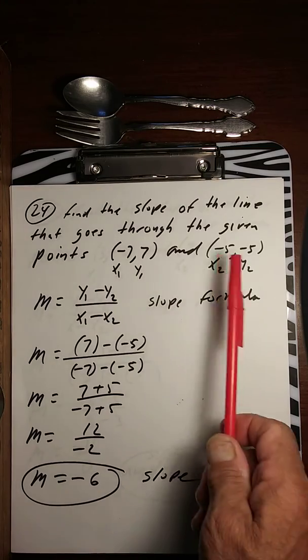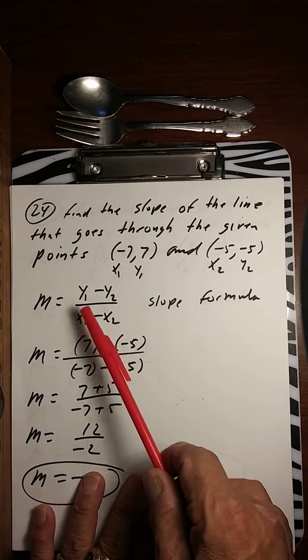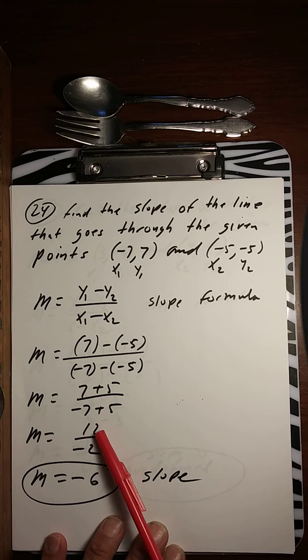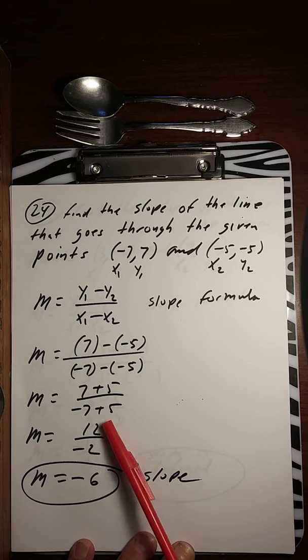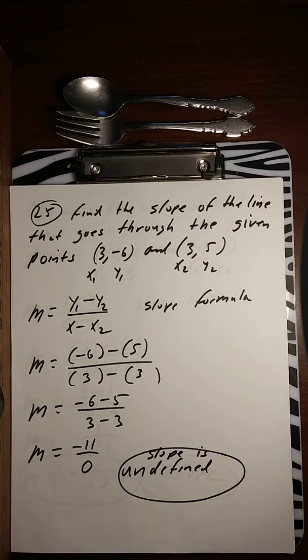Find the slope of the line. x1, y1, x2, y2. Put those numbers in there. 7 minus negative 5, 7 plus 5, 12. That turns out to be negative 2. This and this is a negative 6.